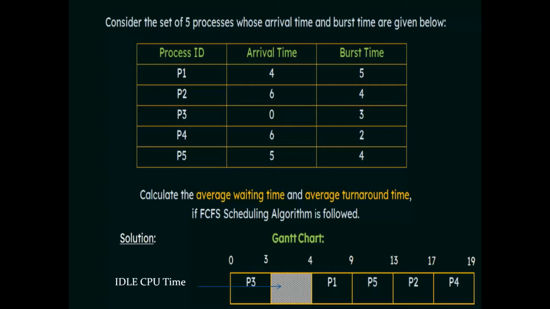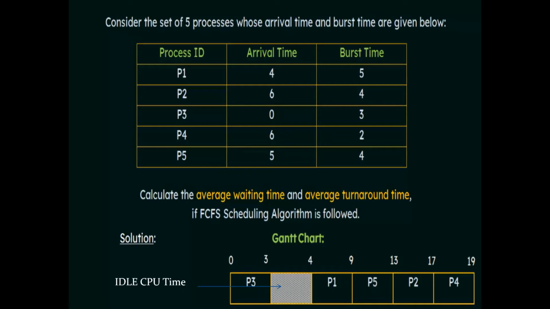So the CPU is allocated to P2 at the 13th unit of time, and as you can see here, the burst time for P2 is 4 units of time. So the execution of P2 is completed by the 17th unit of time. And similarly, the execution of P4 is completed by the 19th unit of time. Right? So we have created the Gantt chart.